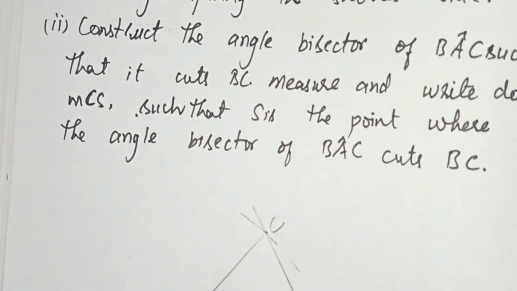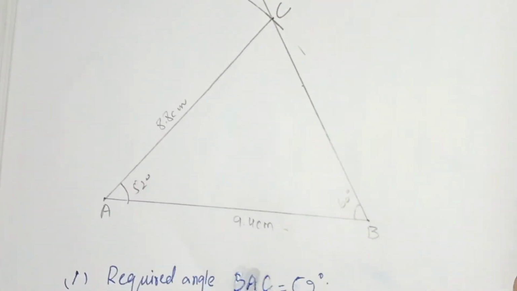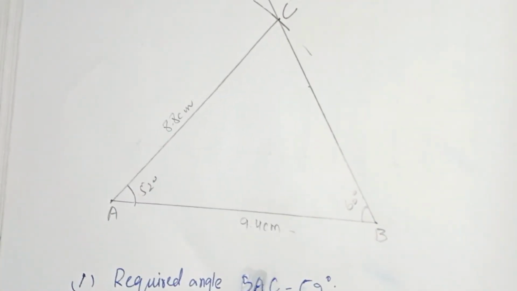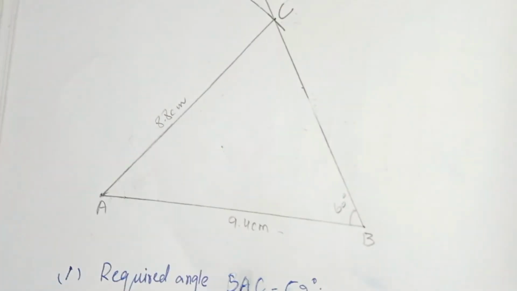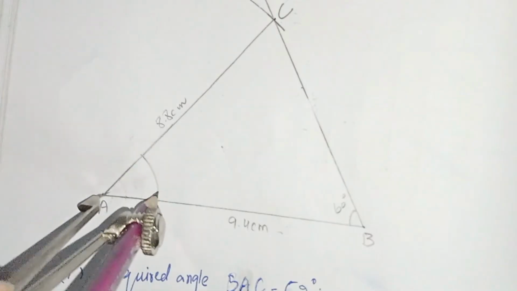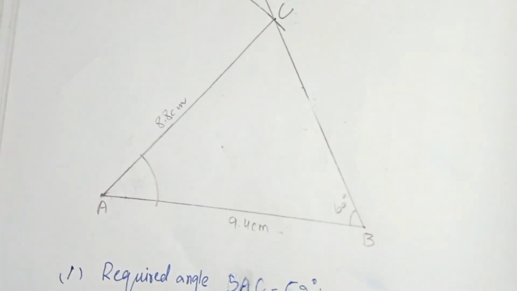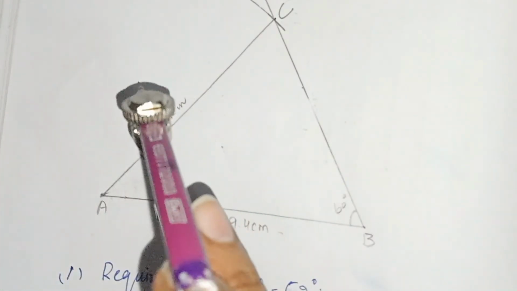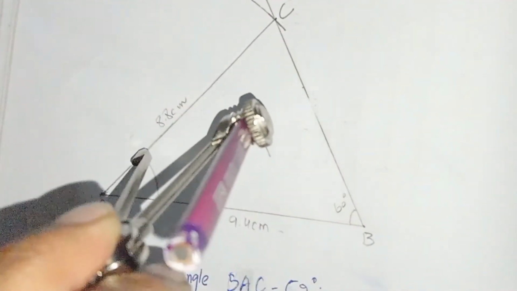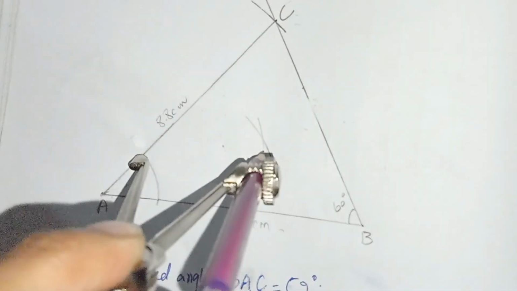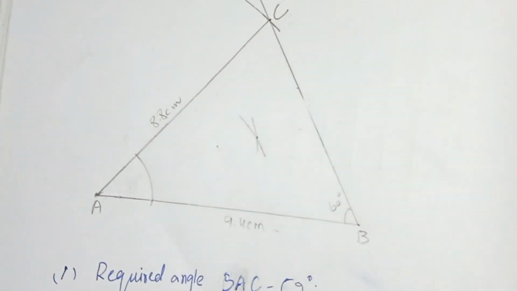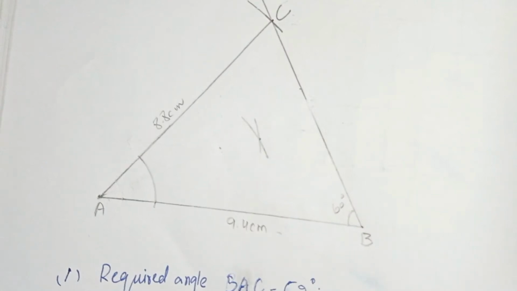Now we have to make the angle bisector. In question number 6, we had to make the line bisector. There we have to make the angle bisector. First we have to place the compass at point A. Draw that line. Then place at that point, then at that point, and it cuts. And this is the angle bisector.